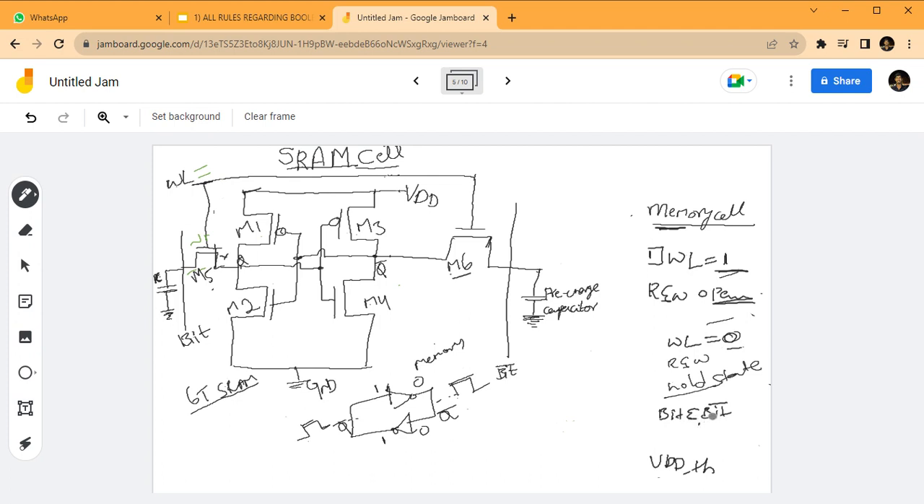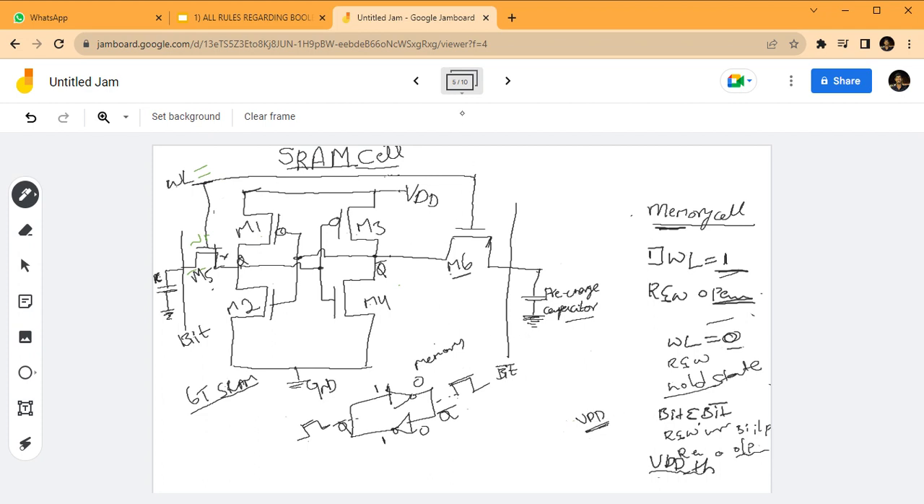The bit and bit bar lines are used for both read and write operations. In a write operation, the bit and bit bar values act as inputs. In a read operation, the bit and bit bar lines act as outputs. Then consider a capacitor as a pre-charged capacitor. It holds the voltage VDD. This is the structure of the SRAM cell.